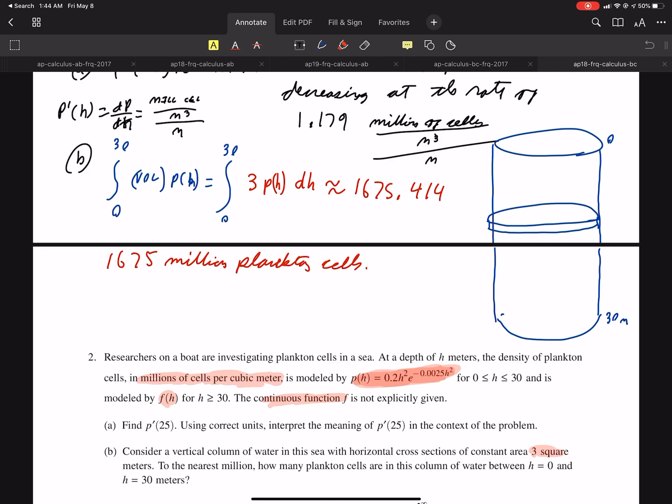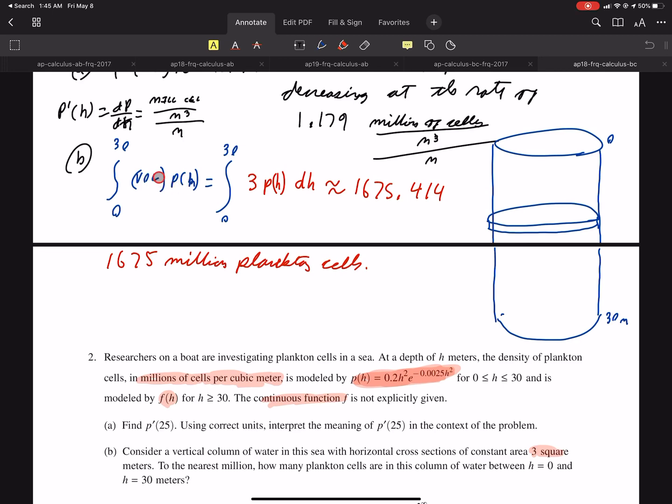We want to figure out how many plankton would be in this column of water from 0 to 30 meters. They tell us that each cross section has an area of 3. So if you sliced it and took the area of that circle, it would be 3, and the same anywhere else. How do you figure out how many plankton there would be? You can't just take the volume of the whole thing and multiply it by the density, because at each layer the number of plankton changes. So we look at the number of plankton in this slice, then the next slice, and we add all the slices up. Adding up a bunch of stuff is called integration. So we want to add up from 0 to 30 all the little slices of water and how many plankton there are.